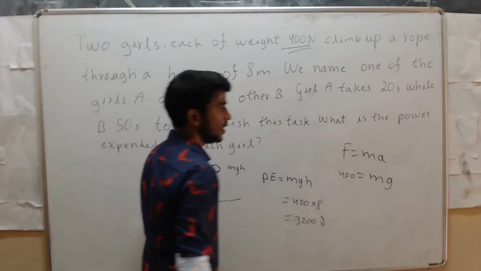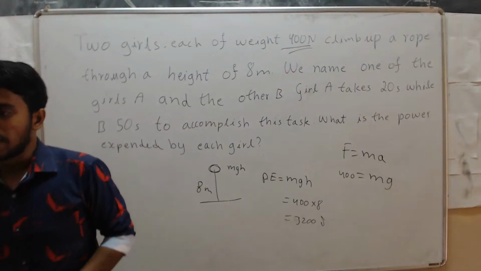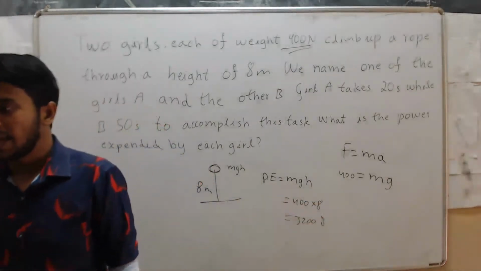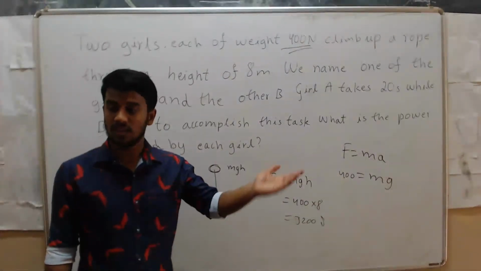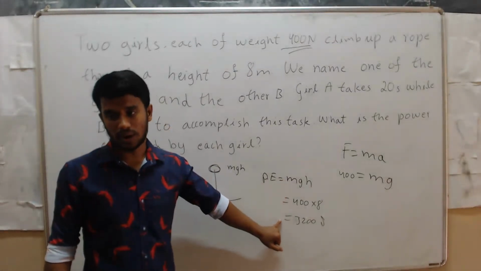3200 joules. In the beginning of this chapter we studied that we express energy in terms of work done. So work done is nothing but energy. What you do is work, and that work is very useful as work done. That's why this potential energy is equal to work done.